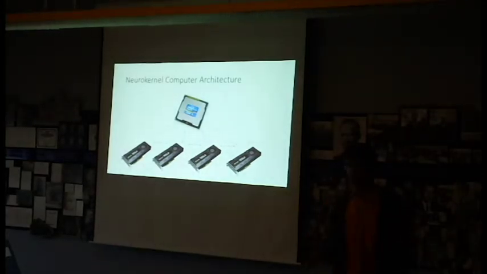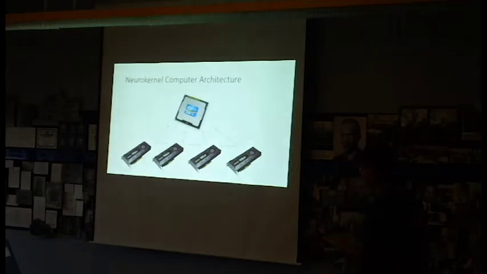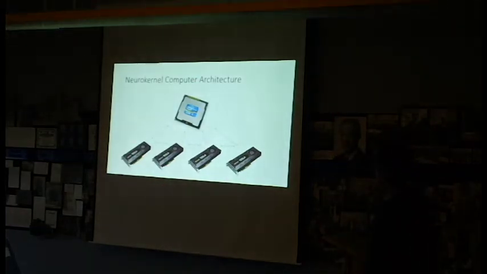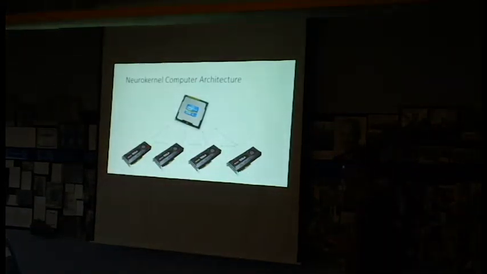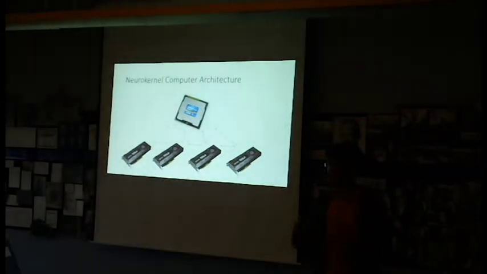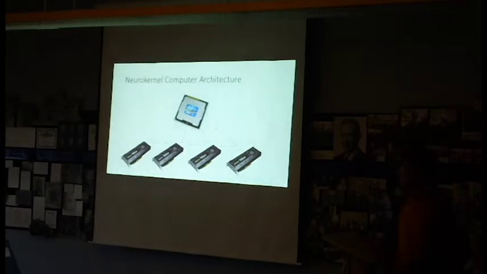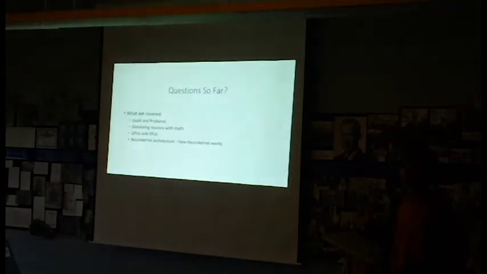Obviously neurokernel is a computer, right? So it doesn't quite look like this. But this is what the hardware component looks like. You have the GPUs running at the bottom. That's where all of your neurons are stored. And you have the CPU at the top that connects all the neurons together, allows them to communicate. All right, questions? Any questions so far?